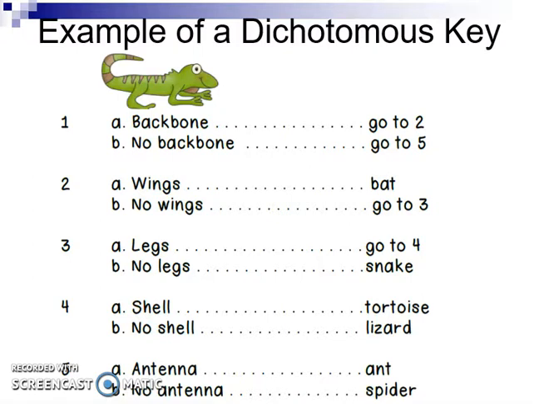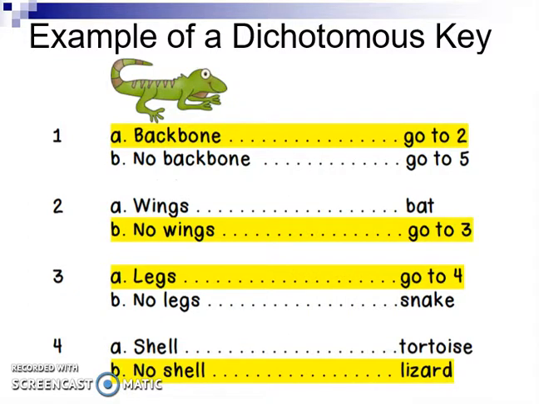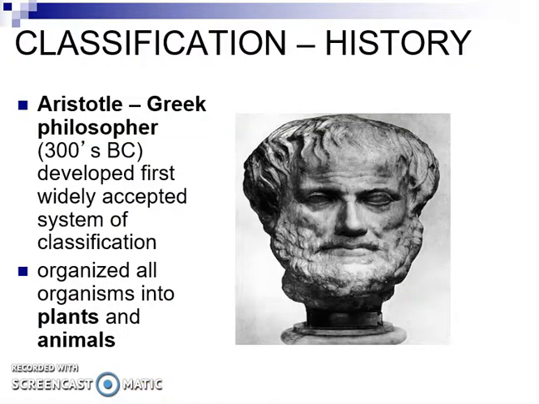Does it have legs, or does it have no legs? It does have legs, so I'm going to follow instructions again and go to four. Does it have a shell? No. So I'm going to go to the no shell, and I figure out that it is a lizard. I highlighted all of the actual steps that I followed to get to the fact that that image is an image of a lizard.